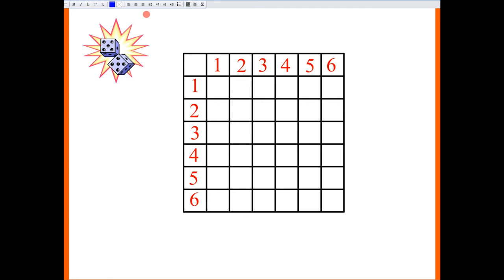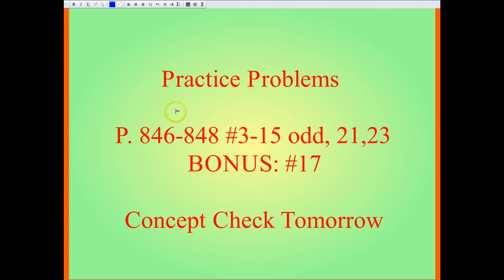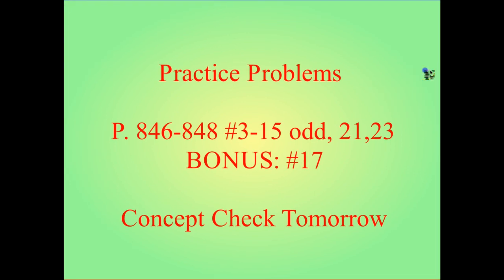of probability. These are practice problems you can do. I also posted on the calendar. If you are interested, you can practice on Khan Academy. I believe it's called Probability 1. Make sure you know how to do the area of a circle. Okay, that's it.